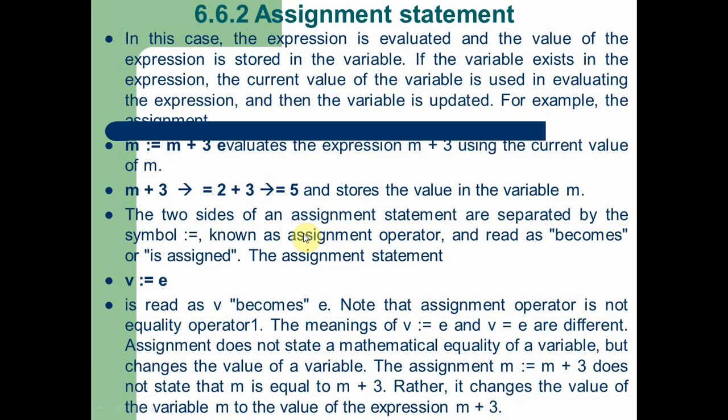The two sides of any assignment statement are separated by the symbol colon equal to. This is called the assignment operator, or becomes operator, or is assigned. It is read as v becomes e. So v is assigned e, or we can also say v becomes e. So v becomes e means the value of e is stored in the variable v.